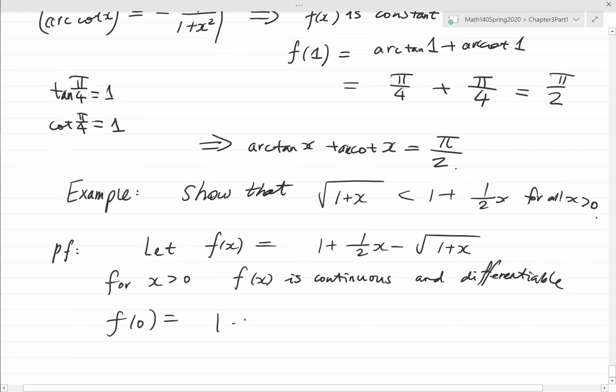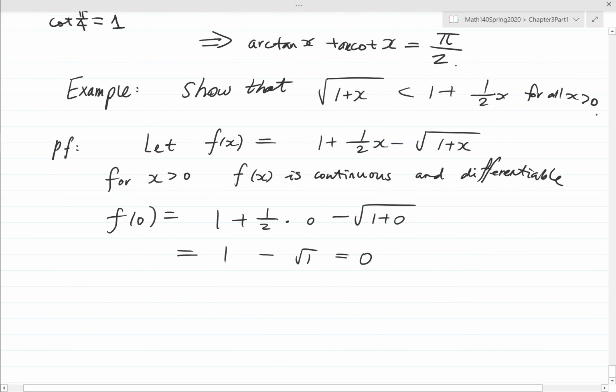f(0) is plug in 0: 1 plus half times 0, which is 0, minus square root of 1, which is 1, so this is 0. Okay, then we can apply the mean value theorem. The mean value theorem says take the interval from, for instance, 0 to x0.